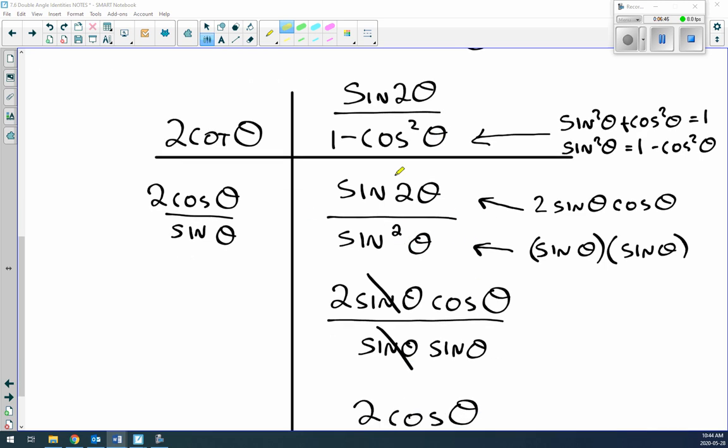Awesome. Okay, what about the top? Well, sine 2 theta can be broken down. There's only the one sine there, right? We can look at our sheet again.